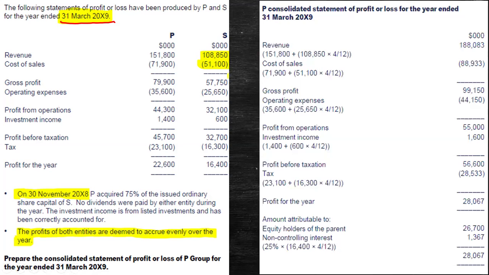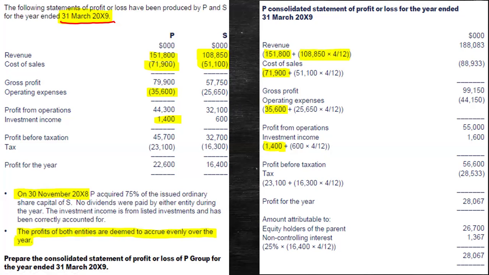So the consolidation will look something like this. For the parent, they were always part of the group. They were always there. So you will take full amounts for the parent's values, right? Full amount of operating expense of 35,600, full amount of investment income of 1400. But for the subsidiary, you will take their, for example, revenue amount 108,850, and you will prorate it to find the amount for 4 months only, the number of months it has been since acquisition.